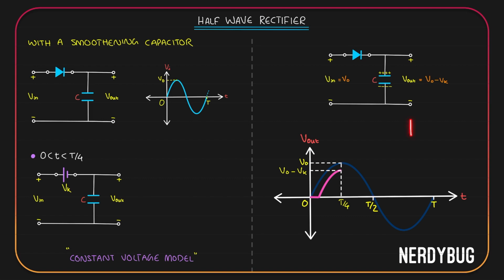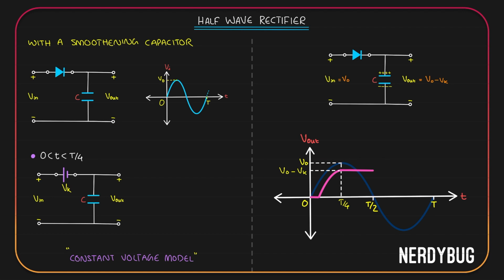So the potential across the capacitor cannot increase. It cannot decrease. The only remaining option is it remains constant. So that is exactly what is going to happen. When the input decreases from its maximum value to 0, the capacitor will remain charged because it doesn't have a path to discharge, so the potential across it will remain the same.